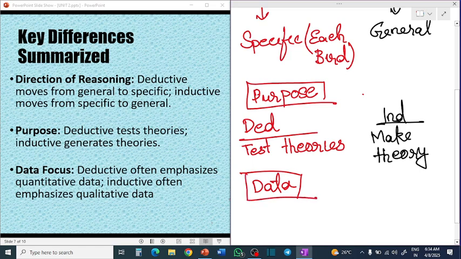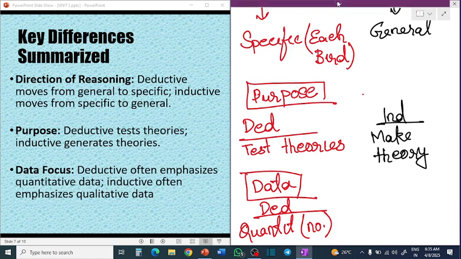So when we are talking about deductive, when we are doing a deductive research design, we emphasize quantitative data. So what is quantitative data? When we talk about numbers, whatever we can count, it is known as quantitative data.